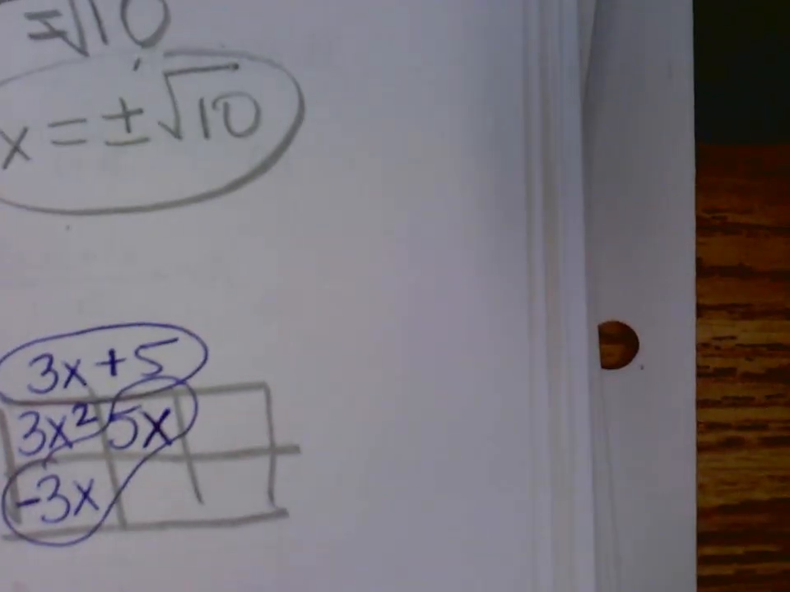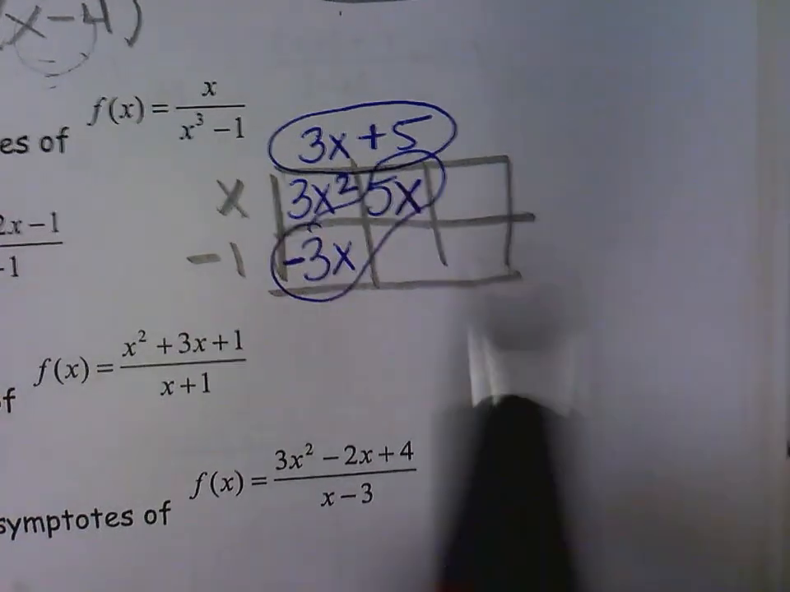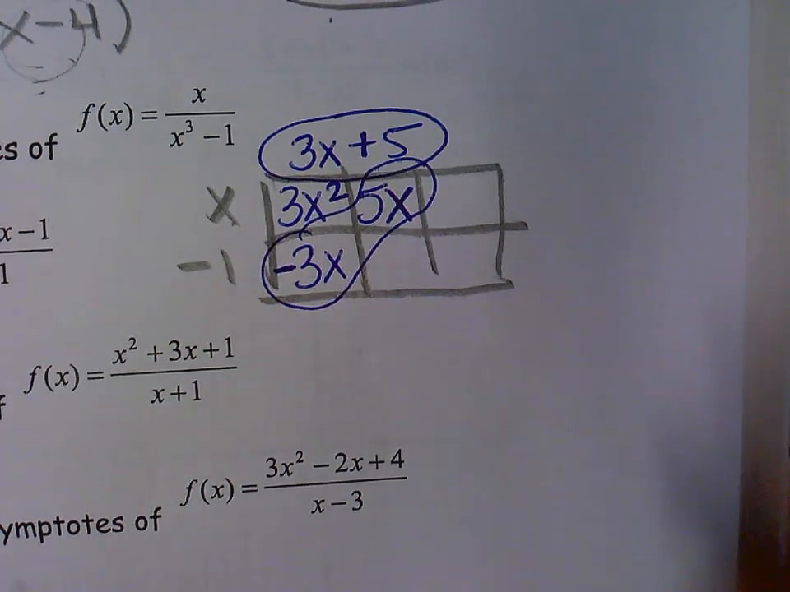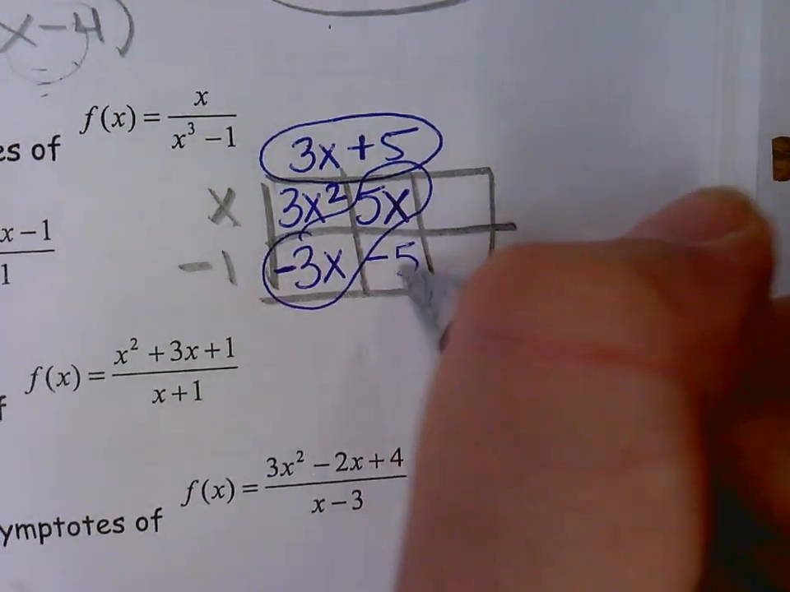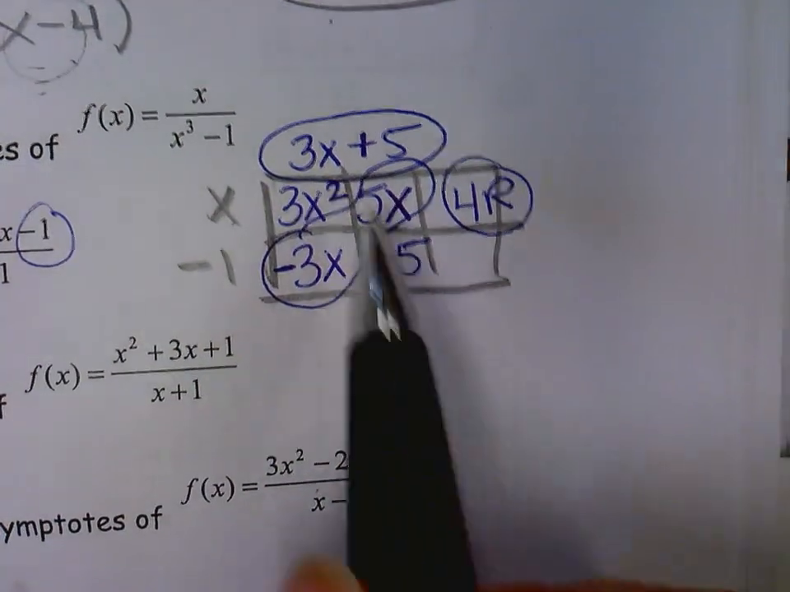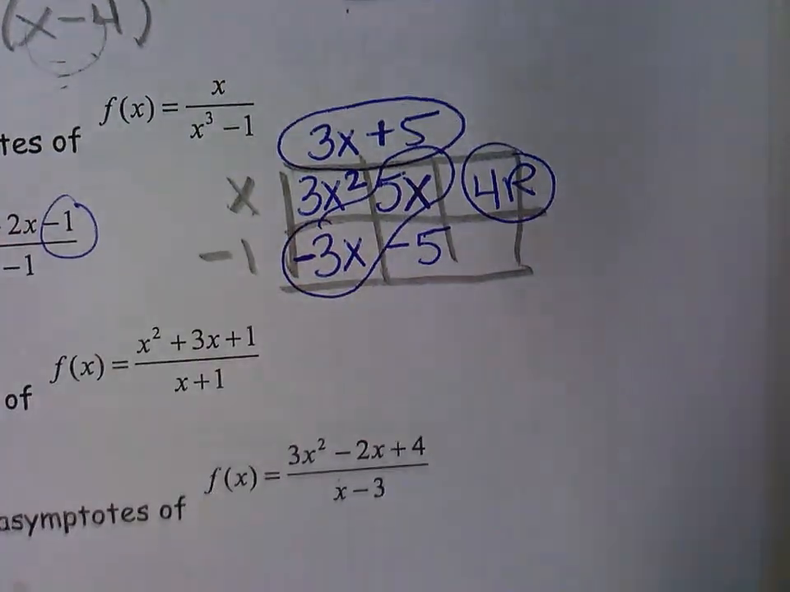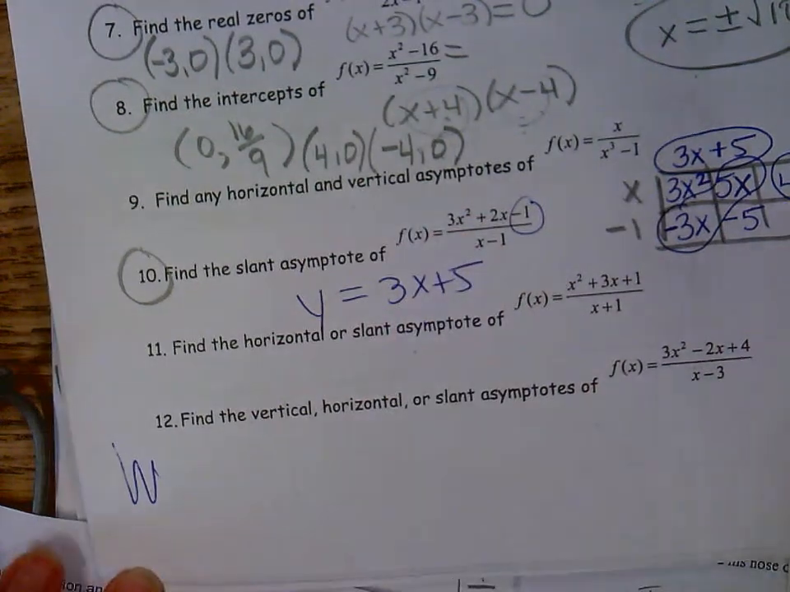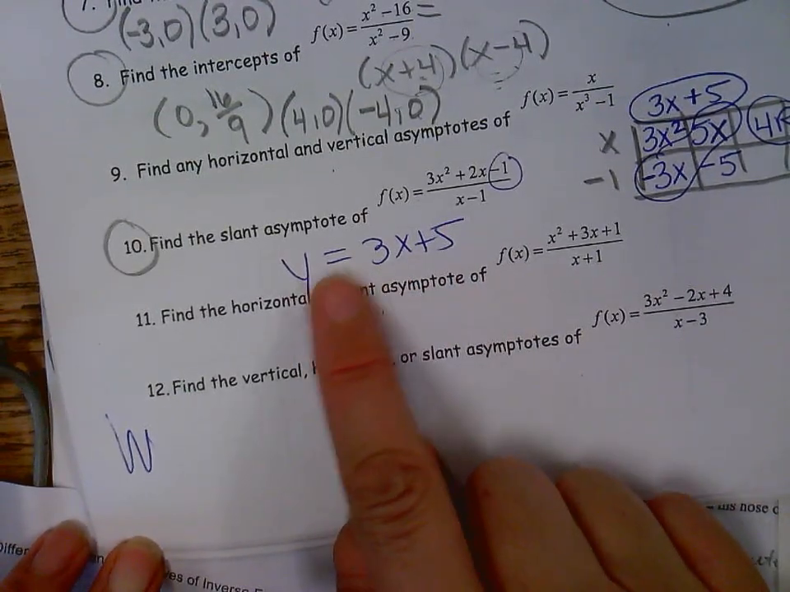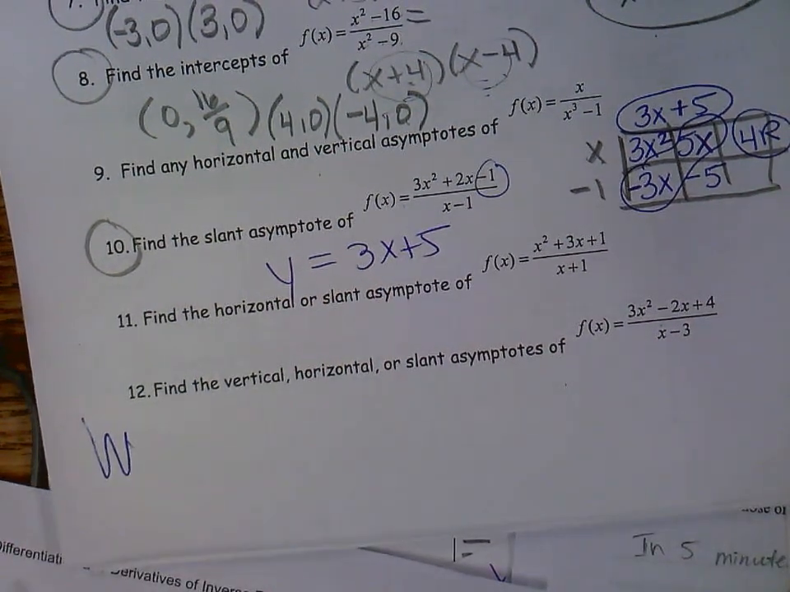I just wanted to get it so that you could try them on your own. So y equals 3x plus 5. I don't really care about the remainder, but if I wanted to find the remainder, you multiply, you'd get negative 5 down here. To get to negative 1, you'd need a remainder of 4. But y equals is how you write it, 3x plus 5. So make sure after you do all the work on the quiz, you actually write it out as an asymptote. y equals 3x plus 5. So now you're going to try 9, 11, and 12 on your own.